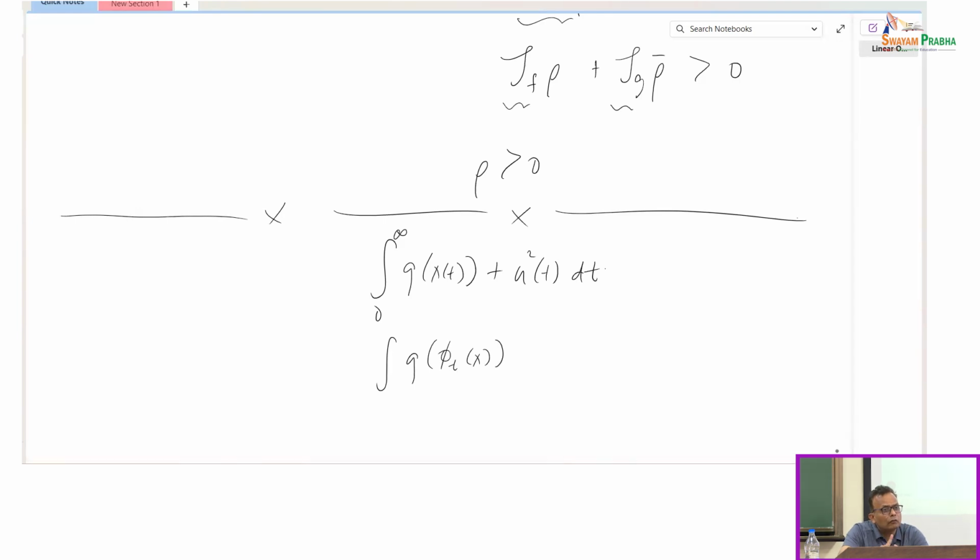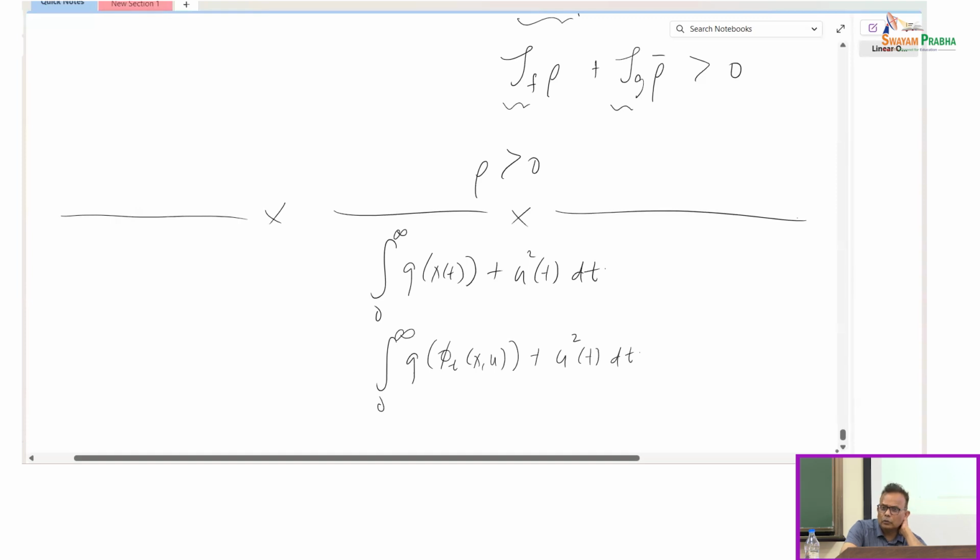Phi t is the trajectory of the closed loop system. I mean, there is a controller there. That's why you don't write it as phi t. If I have to be more precise, I should write down phi t of x comma u. You see what I'm saying? Because phi t is the trajectory of the closed loop system. So I need to have s comma u plus u square of t dt, right? Now I have this x, which is the initial state. Okay. Now I say that this is my cost, regular cost.